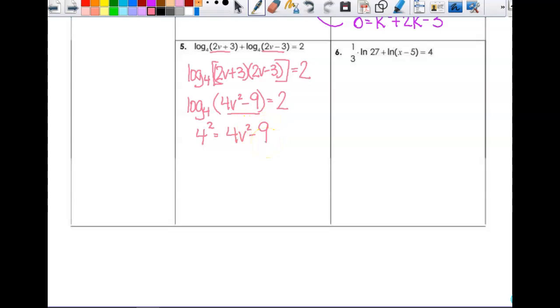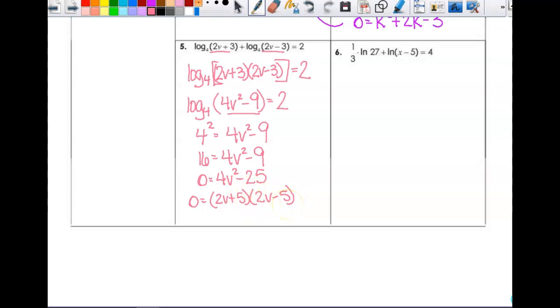Okay. That gives me 16 equals 4v squared minus 9. That's a quadratic. Your first instinct should be to set it equal to 0. So I'm going to set it equal to 0, and that gives me 0 equals 4v squared minus 25. Your second instinct for a quadratic should be to factor. Can you factor that? What is this thing called? Difference of squares. Good. 0 equals 2v plus 5 times 2v minus 5.